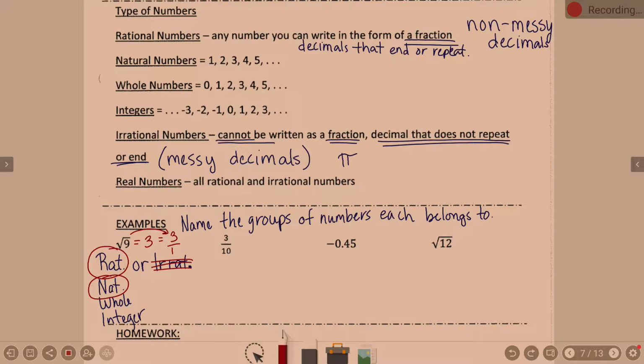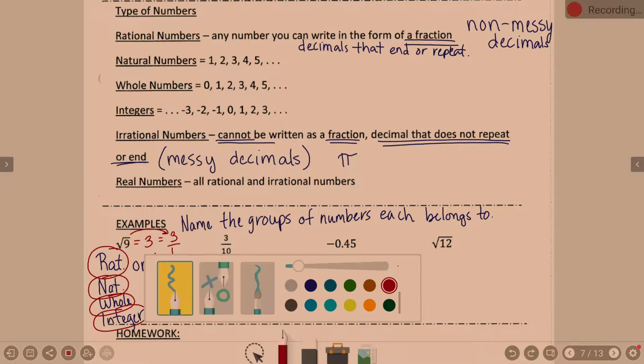Also a whole number too. Is it in my whole number list? Yes. So it's a whole number. Is it an integer? Yes. Because integers are your whole numbers and their negative counterparts. So the square root of 9 actually is all 4 of those. That's nice. It's also technically a real number, because everything we talked about is a real number.